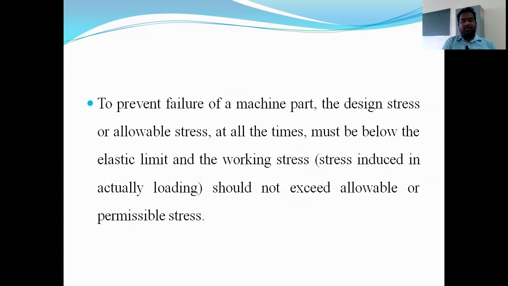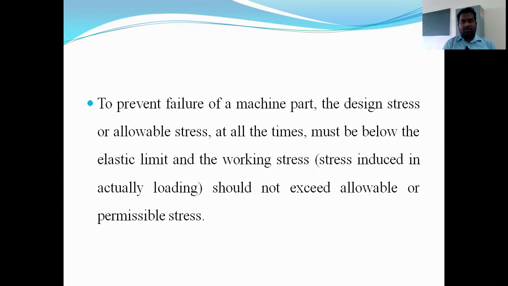Because to prevent failure of a machine part, the design stress or allowable stress at all times must be below the elastic limit, and the working stress. So working stress means stress induced in actual loading. We know already, the working stress should not exceed the allowable or permissible stress.